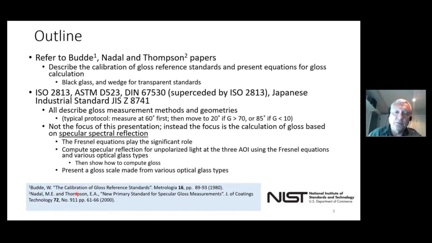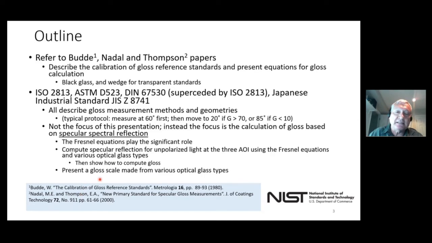Along the way, I will briefly take a look at black glass as a gloss standard and also a wedge configuration that Gail showed earlier in the case of transparent standards. Next, I will focus on showing how gloss is calculated from the specular spectroreflectance, where the Fresnel equations play a significant role. And then I'll show that the calculations for gloss follow the equations given in the two references.